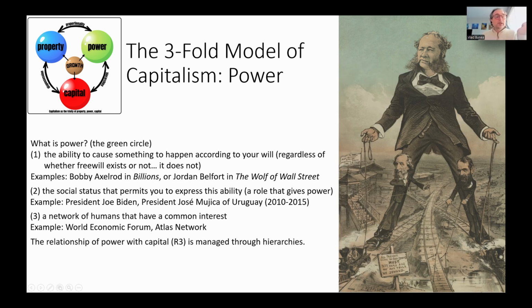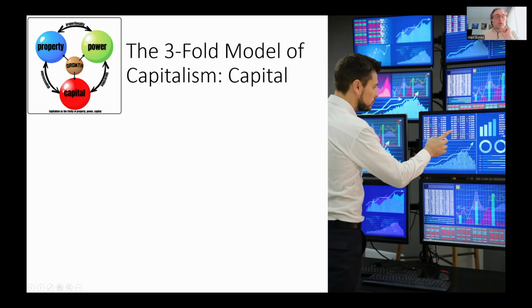And power links with capital through the doctrine of hierarchies, which is the third double arrow in the image, and which we will discuss in a moment. And the last element, the last sphere, is capital itself, the red circle. Roughly speaking, capital is whatever is used in the production of goods and services.